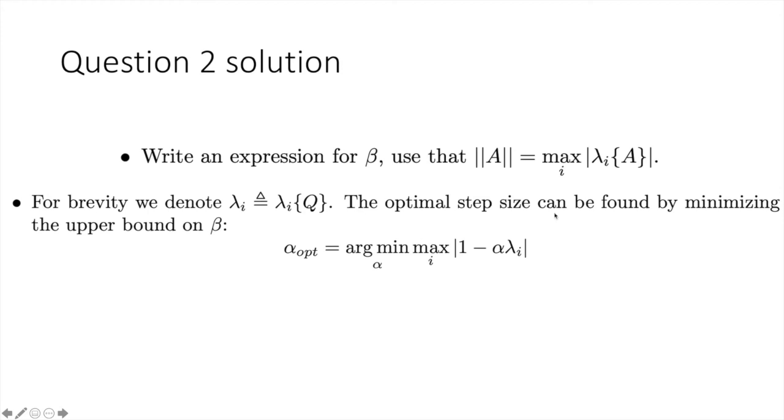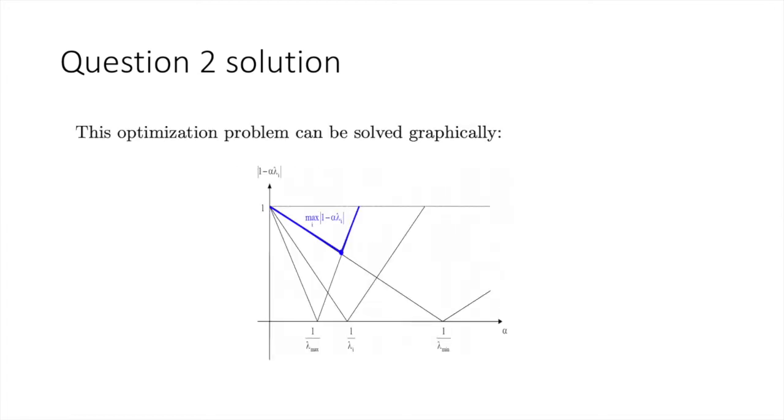So the optimal step size can be found by minimizing the upper bound on beta that we have found in previous slides. And so alpha optimum is the minimum over alpha of the maximum over i of the absolute value of 1 minus alpha lambda i. The solution to this minimization problem can be found graphically. So in this graph, we have the alpha axis on the bottom and the absolute value of 1 minus alpha lambda i axis on the top.